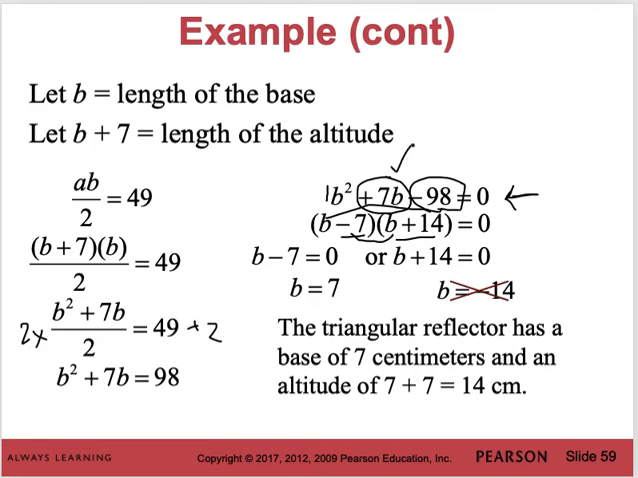equal 7. So we can solve for b, set these both equal to 0, b equals 7, b equals negative 14. Plug this back in to check your work. It cannot equal negative 14 with the checking. 7 is the only one that works because 7 plus 7 equals 14 centimeters.